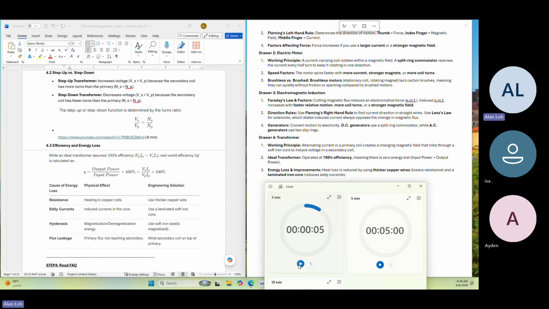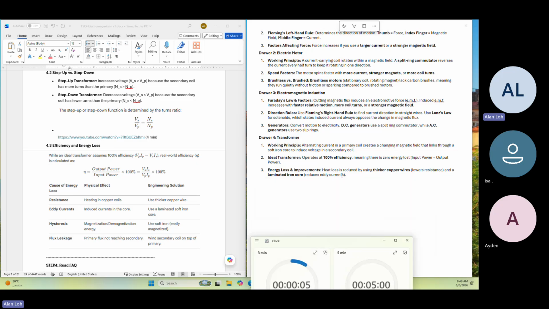All right, now we've completed step 3 for drawer 1 until drawer 4, and what we should be expecting is that our level of understanding should be at level 3 now. Now we are moving into level 4. So let's do a quick recap.